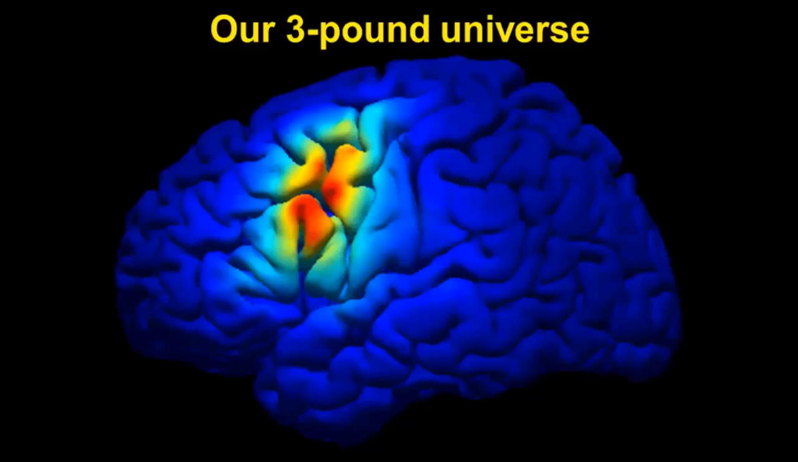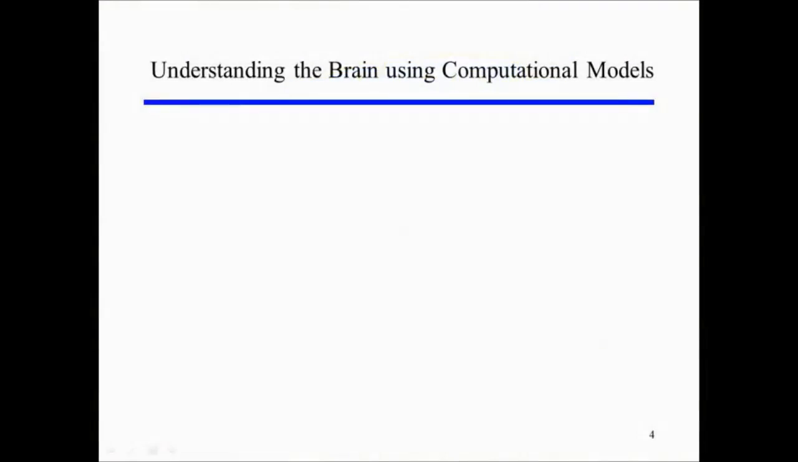Understanding how the brain does all of these things is one of the most profound scientific mysteries of the 21st century. In this course, we'll try to unravel some of this mystery and understand the brain using computational models. In this course, we'll cover 3 types of computational models.